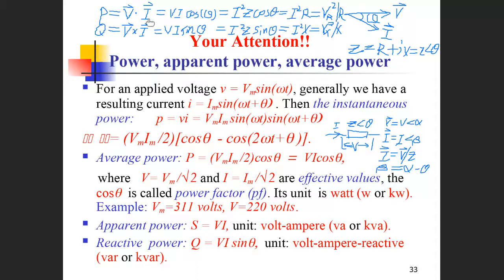So the average power can be brought into the V and I dot product, or VI cosine theta, or I squared Z cosine theta, or I squared R, or VR squared over R. VR here means the voltage across the resistive part, not the total voltage. Similarly, the reactive power is the cross product of voltage and current, which can be further written as I squared Z sine theta, or I squared times the reactance X, or the voltage across the reactance squared over the reactance. Please prove it by yourself.